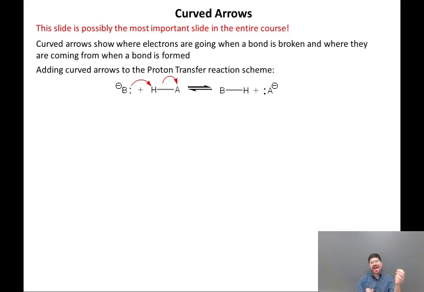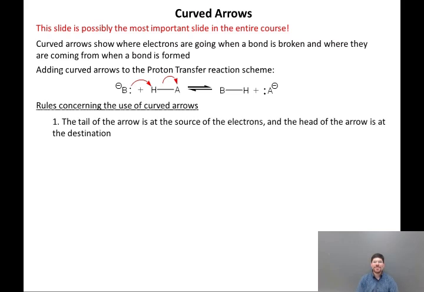One starting at B and going and forming the BH bond, and then the second breaking the HA bond and putting those electrons onto A. So looking at this scheme introduces the rules that you must remember concerning the use of curved arrows.